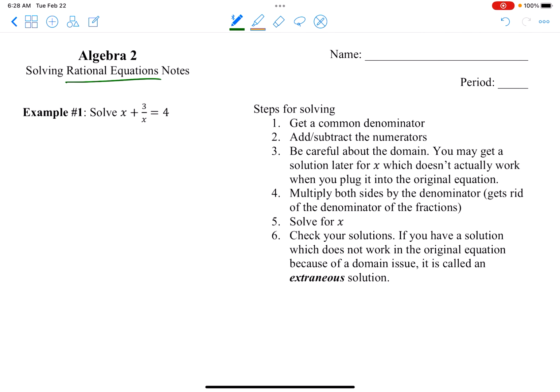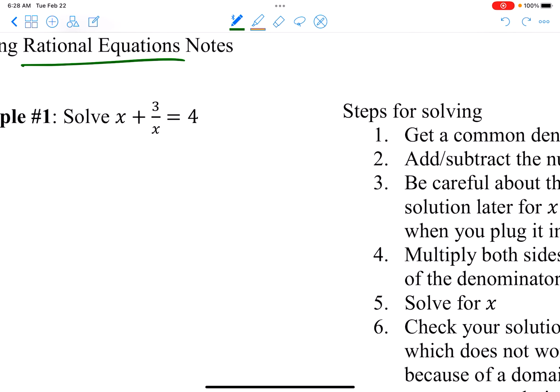All right, I'm not going to read all these steps to you, but let's go ahead and solve the first one here. Step 1 is to get a common denominator. That means that for this one, we want everybody to have the same denominator. This already has an x here, so we're going to give this guy an x, which means we need to multiply by x on the top as well. And then the same thing on the right here.